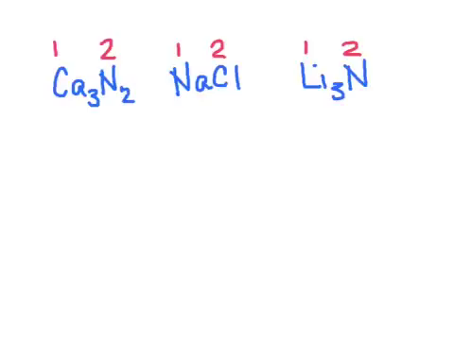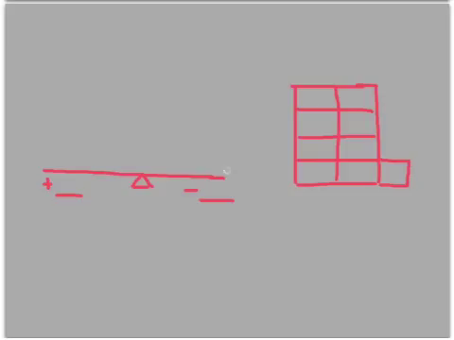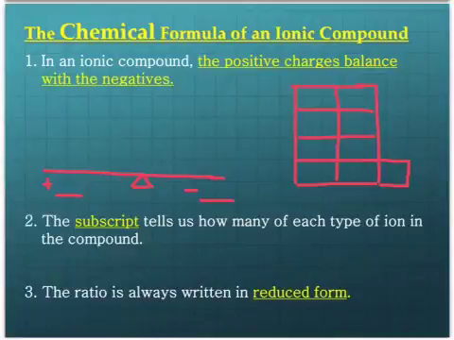So we just finished talking about how you name an ionic compound. Now we're going to look at how you write the chemical formula for an ionic compound. So here are the steps. The first one says, in an ionic compound, the positive charges balance with the negative charges. Okay, so here's the first way.